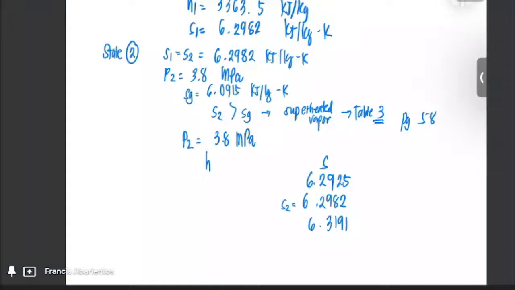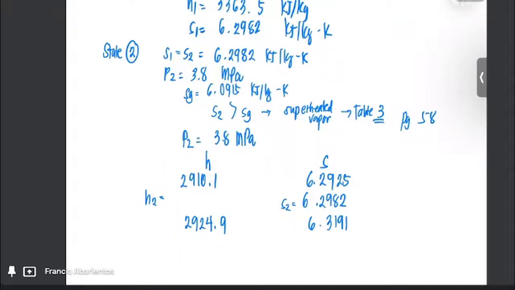We have also the 2910.11 and 2924.9. Paki-interpolate na class in finding their H2 para makuha na natin yung property at point 2. Yan yung gagamitin natin, kasi superheated na yung vapor natin. So, it falls outside the mixture.